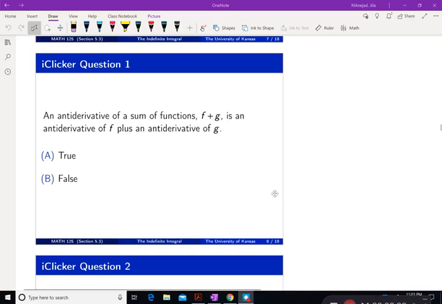So we're continuing with section 5.3, and this is our question 1. An antiderivative of a sum of functions f plus g is an antiderivative of f plus an antiderivative of g. True or false? Let's pause and come back.